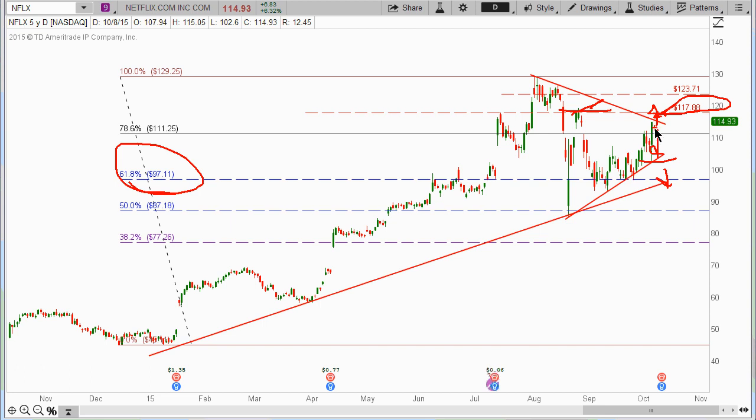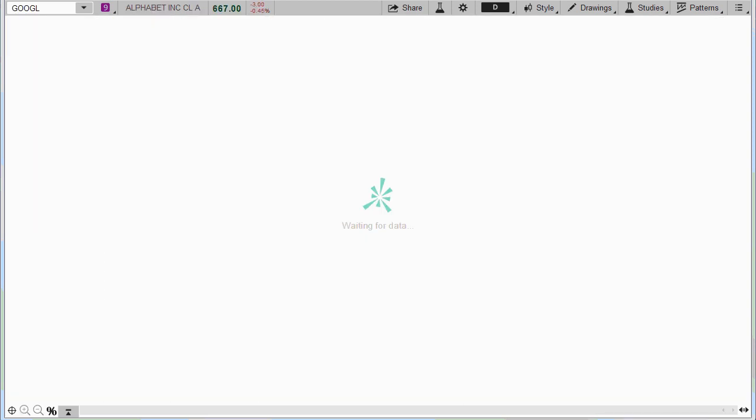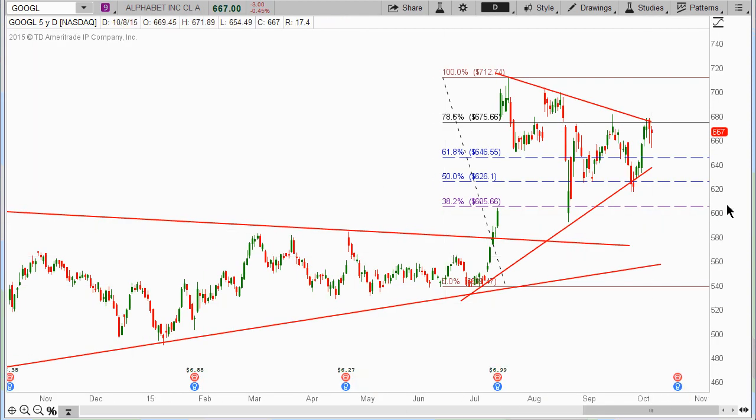If this is just a one news release pop, then that means this thing really doesn't have enough strength to take it up and try to reclaim this high here. Okay, and Google, again, Google also has a negative day, down $3. So again, it could be coming down and possibly retest this level here.